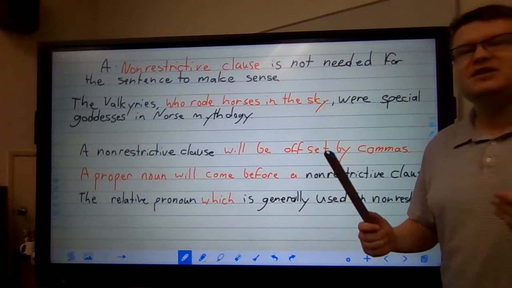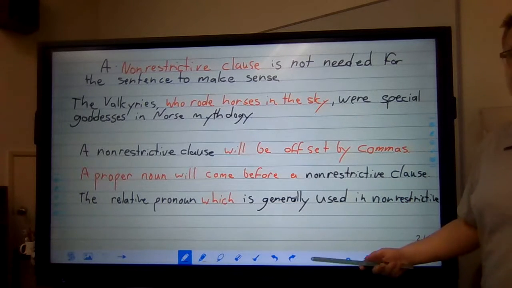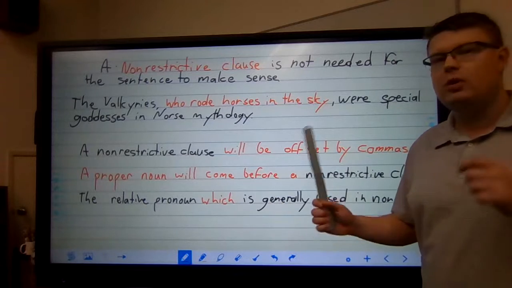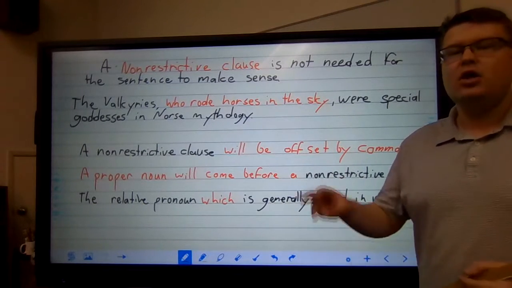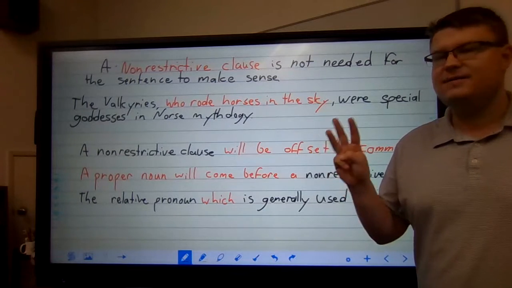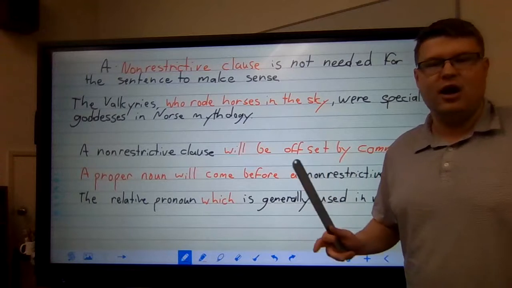Lastly, the relative pronoun which is generally used for non-restrictive clauses. If you see which, you are likely looking at a non-restrictive clause. Those are the three methods to finding out whether or not a sentence uses a non-restrictive clause.